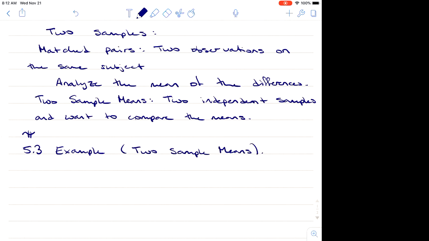So now there's no way to say that this observation clearly matches up with this one and we find the difference, right? So think males and females. You take a random sample here at the college, males and females. You could even have different sample sizes, it doesn't matter. And then you just want to compare the means of those 2 groups.